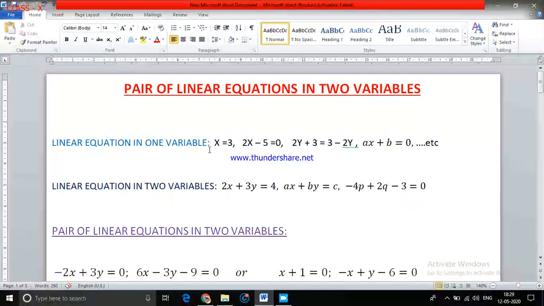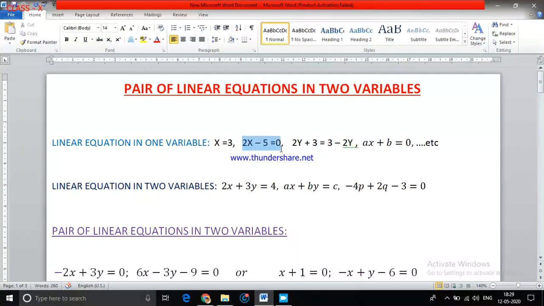Okay. So the examples are maybe x equals to 3, or 2x minus 5 equals to 0, or 2y plus 3 equals to 3 minus 2y. Okay, these are the examples, and the general form of the linear equation in one variable is ax plus b equals to 0. If you remember, how to find the solutions, you already knew. Here x equals to 3 itself is a solution.